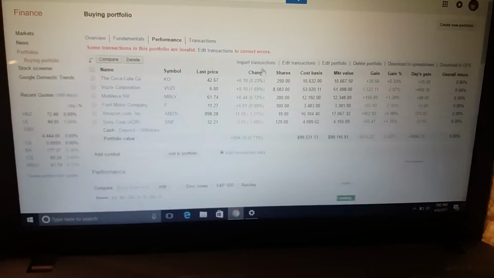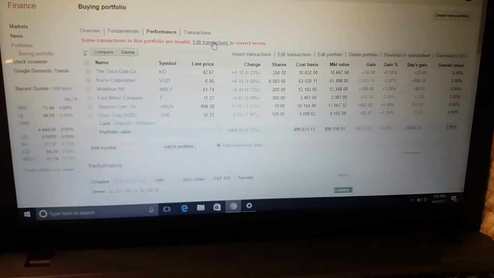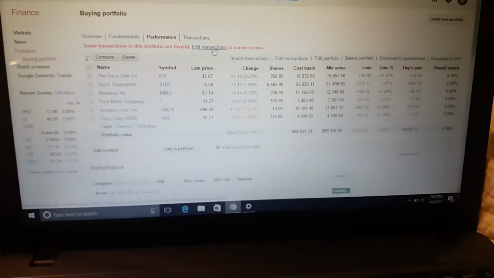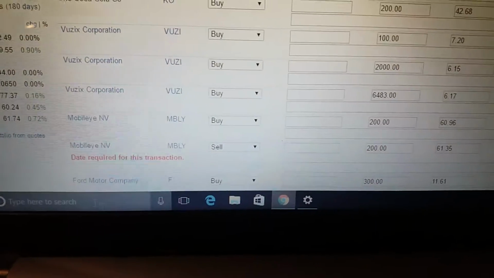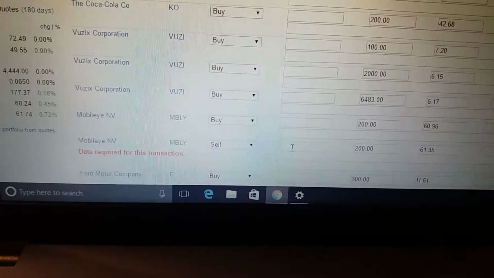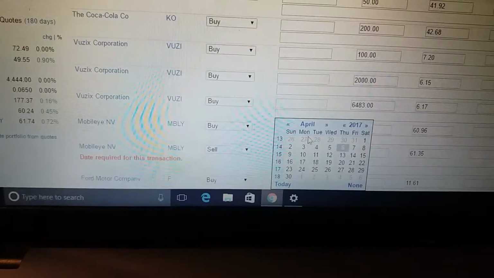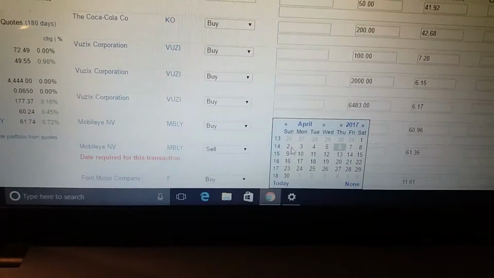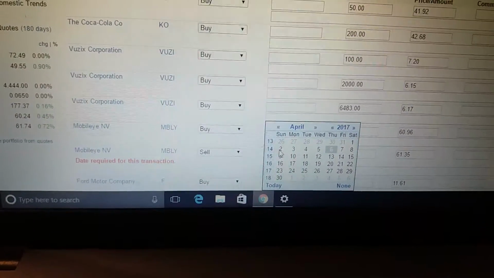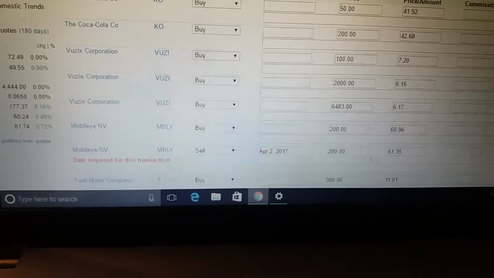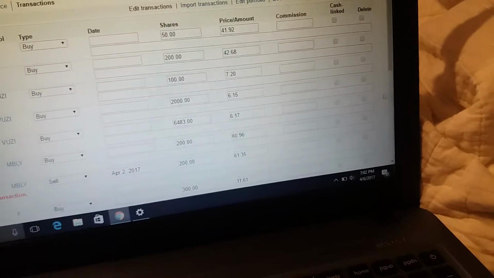Up at the top it says edit transactions to correct errors. You're going to go to edit transaction. It'll tell you where your errors are. Mobileye needed a date. Let's say we sold it as of April 2nd. And scroll down.